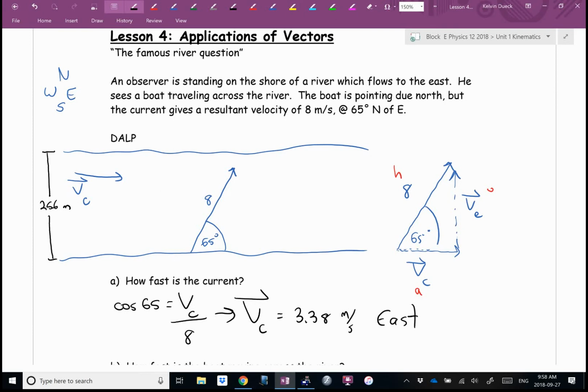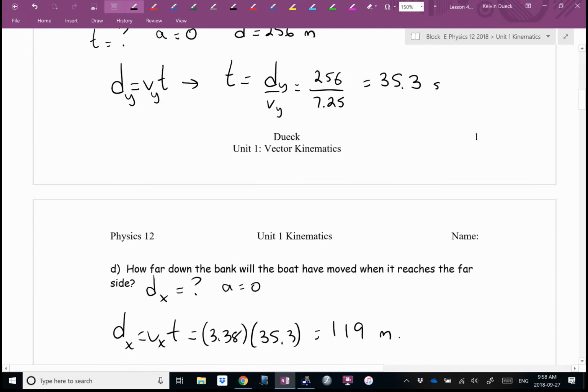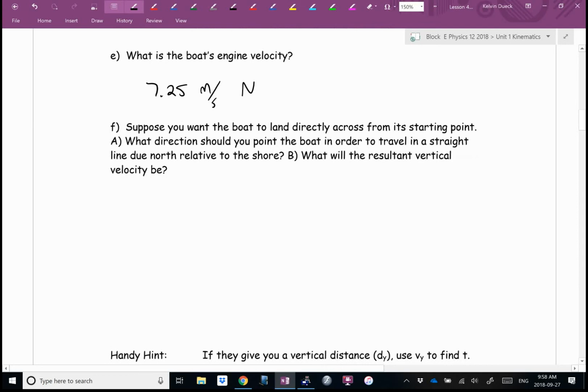What angle do I point the boat at? And how fast will I travel across the river? So, suppose you want the boat to land directly across from its starting point. What direction would you point the boat in order to travel in a straight line due north? Can you see that? Let's do a quick sketch again.